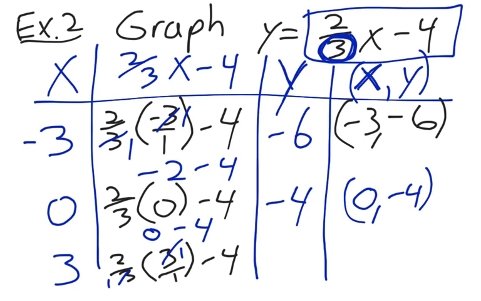Multiply across, you have 2 times 1, which is 2, and 1 times 1, which is 1, so it's just 2 over 1, or 2, minus 4, and 2 minus 4 is negative 2. As an ordered pair, x comma y, that would be 3 comma negative 2. Graph those and connect them, and you have graphed y equals 2/3 x minus 4.